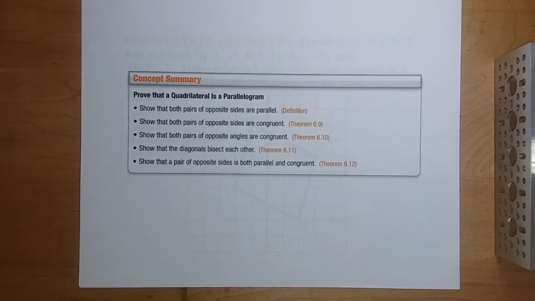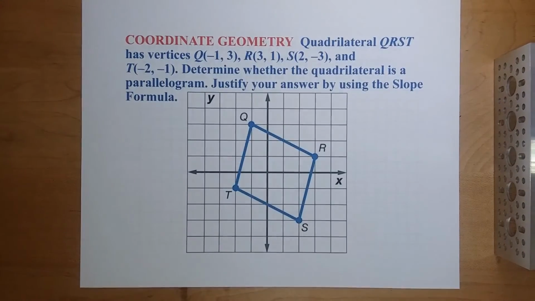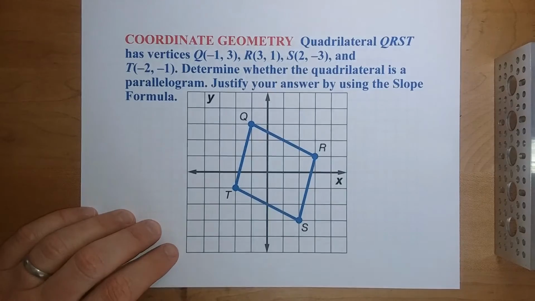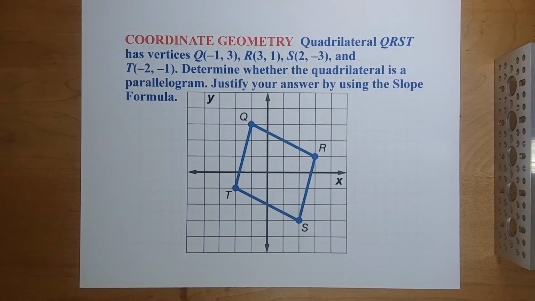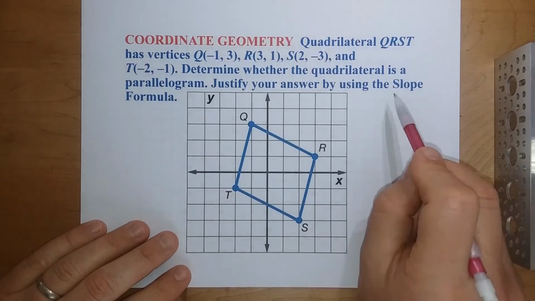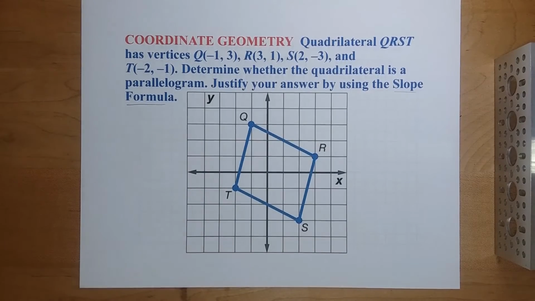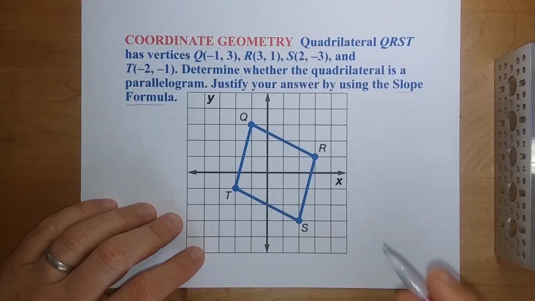All right, with all of that, can we take a look at the coordinate plane here and see if we can determine whether this quadrilateral is a parallelogram. Quadrilateral QRST, they give us these coordinates. We can plot them. Okay. And could we justify our answer by using the slope formula? Okay, how would we use the slope formula to prove or disprove that this is a parallelogram?